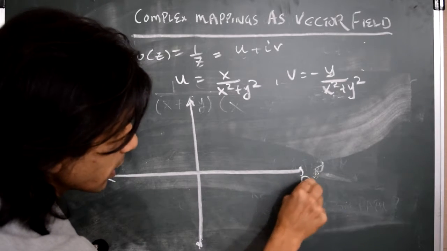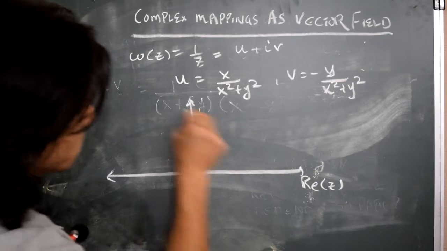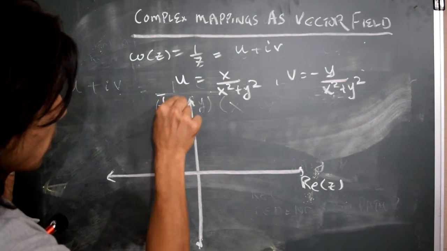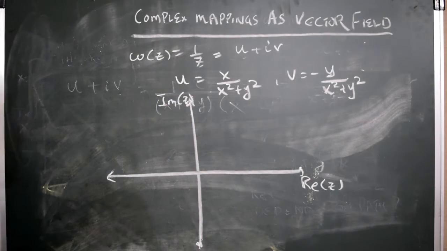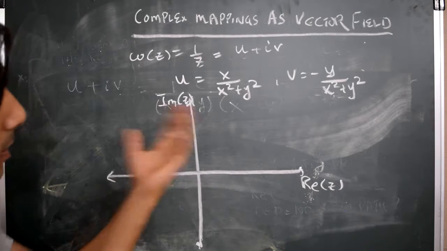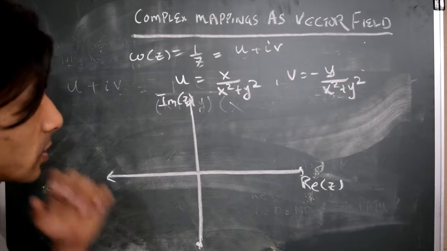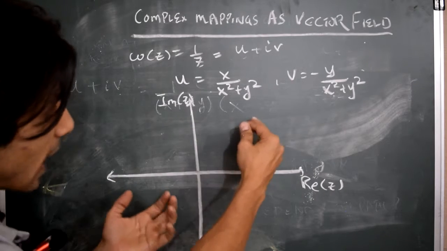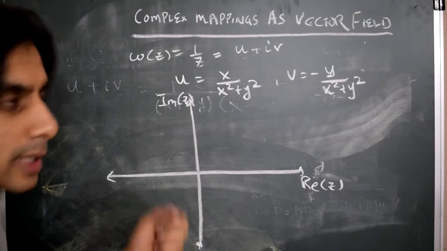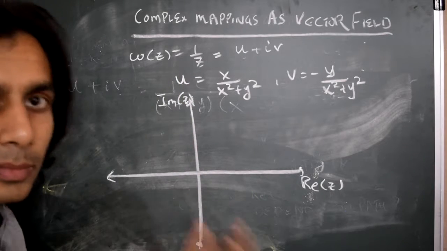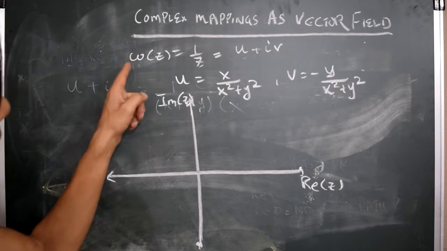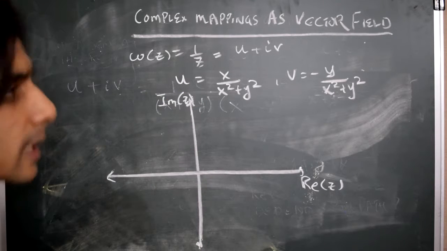This is the real part of z, and this is the imaginary part of z. Okay. So now, one of the things that we can notice from this complex function is that as we move closer and closer to the origin, the magnitude of the arrows will increase. And that's because w(z) is essentially 1 over z.